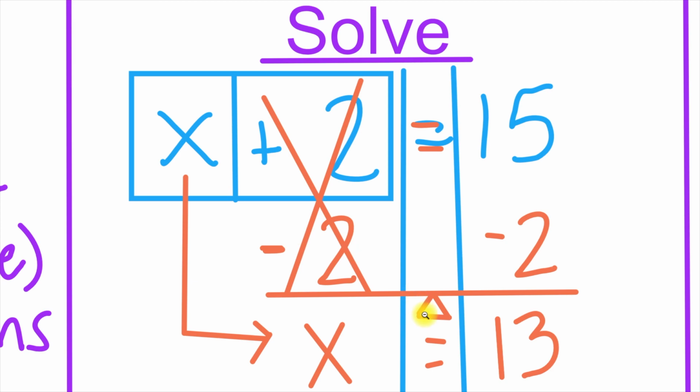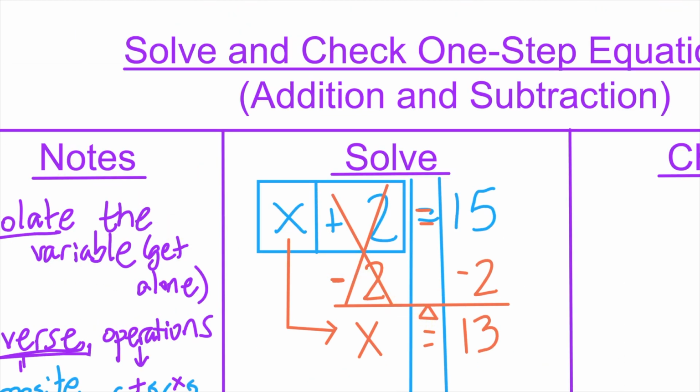Let's zoom back out. So we would say x equals 13, and let's put a box around that. So again, x equals 13. That is our solution. And what that's saying is, hey, the only way this original equation will be true is if this variable x is equal to 13.